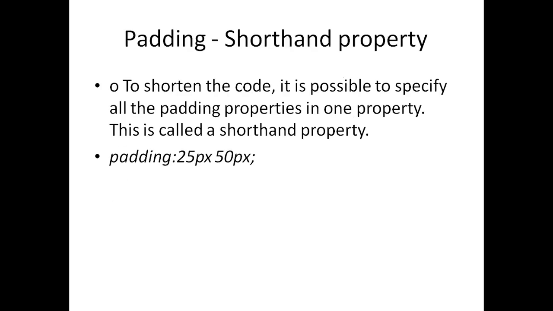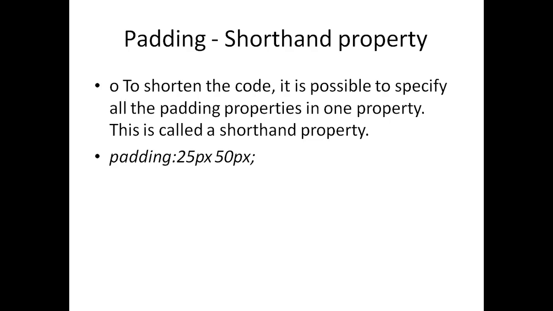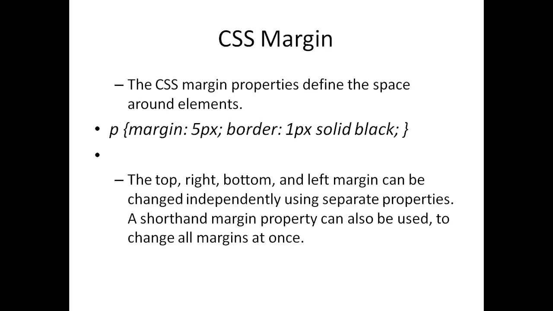So this is the shorthand property: to shorten the code, it is possible to specify all the padding properties in one property, which is called the shorthand property. If we are trying to mention top and bottom at the same time, or top, right, left, we can write it as padding equal to 25 pixels or 50 pixels. So whatever property we need to use, we write it as per the individual values. If we are using top, right, bottom, left, we need to mention each of the individuals by which we are going to design our padding or our CSS web page.